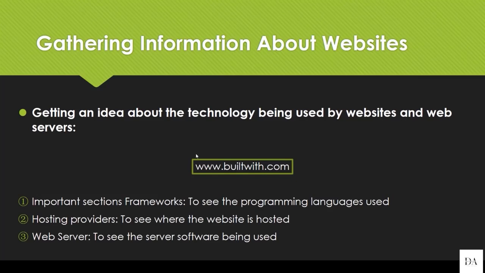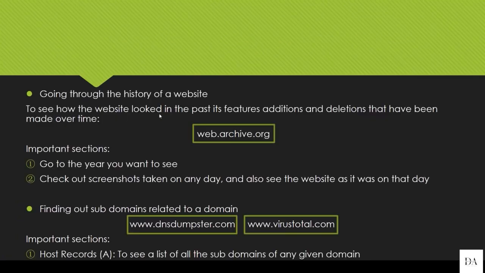Now, apart from the technology of the website and web server, what else can we search and gather? There is something called Web Archive or the Wayback Machine. It lets you go through the history of a website to see how it looked in the past and its features, additions and deletions made over time. We can look at the website and get to know how it looked in the past and what changes have been made over a period of time.